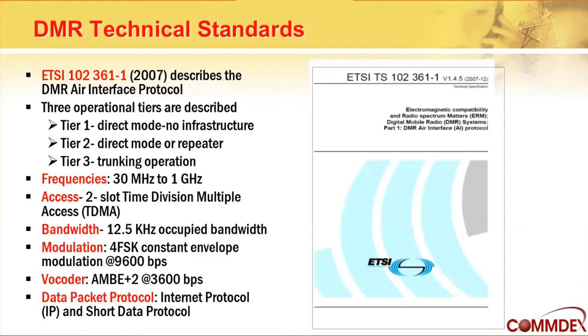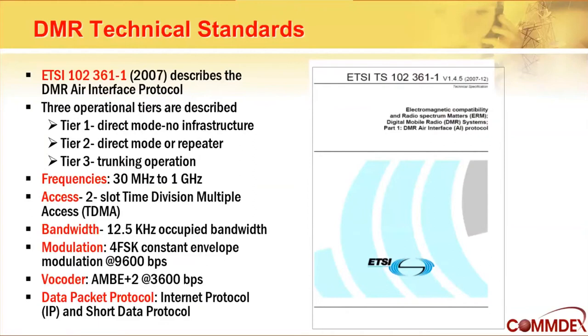The vocoder is more advanced because it came along later, and this is the most current vocoder technology out there, AMBE plus 2. And the vocoder, not the raw data rate, but the vocoder operates at 3600 bits per second. And the data packets, it supports IP data packets, as well as short data and messaging protocols.